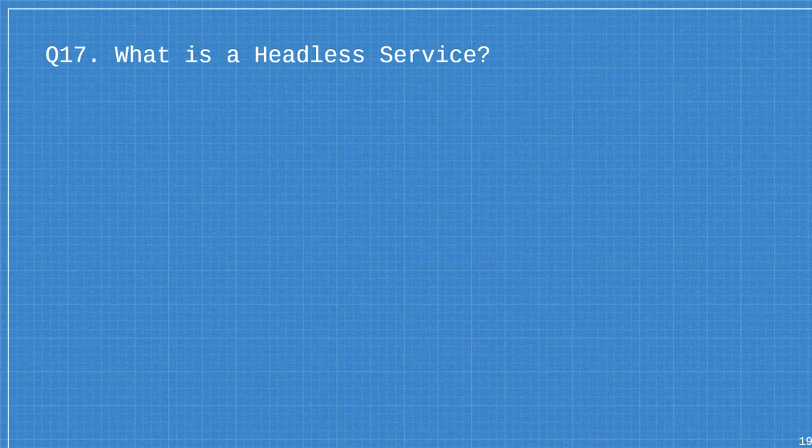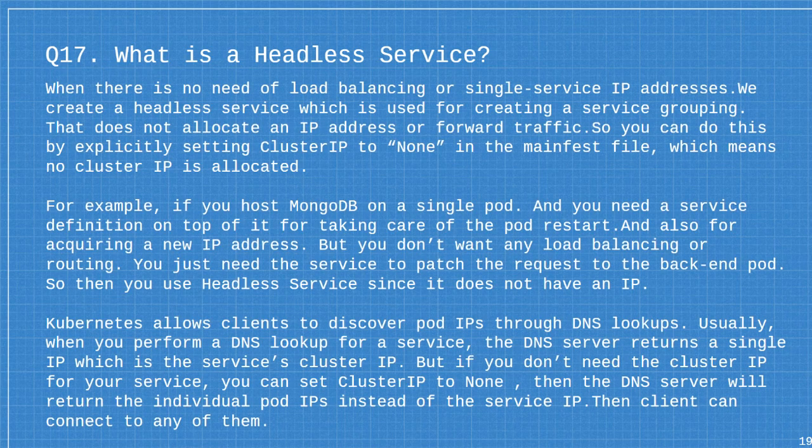Okay, what is a headless service? I told you in an earlier part of the video that a service can act as a load balancer, and an IP address is assigned. When we use the cluster IP and in the settings we write clusterIP is equal to None, it will act as a headless service. So no load balancing and no cluster IP will be allocated, and we can communicate directly using the pod's own IP.